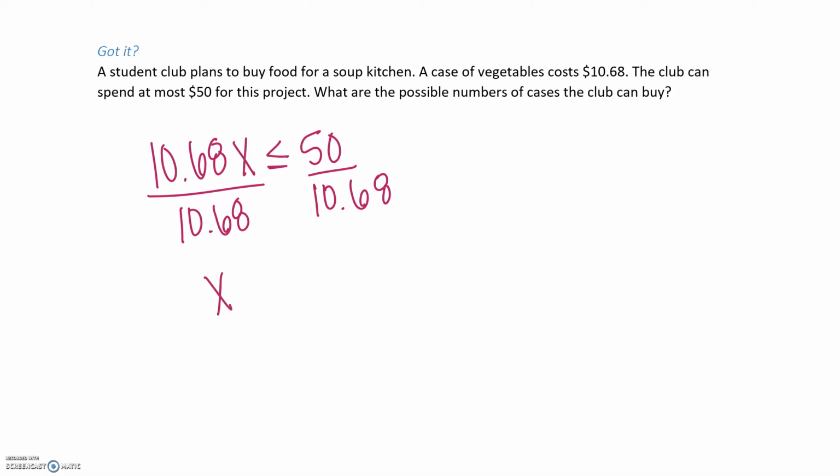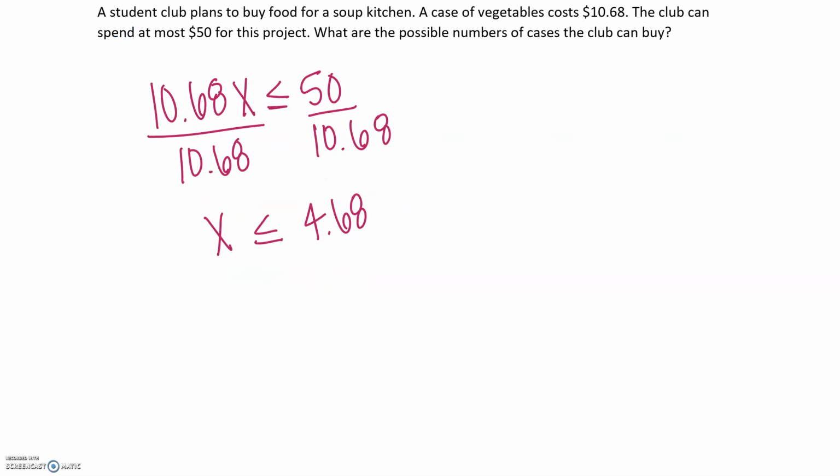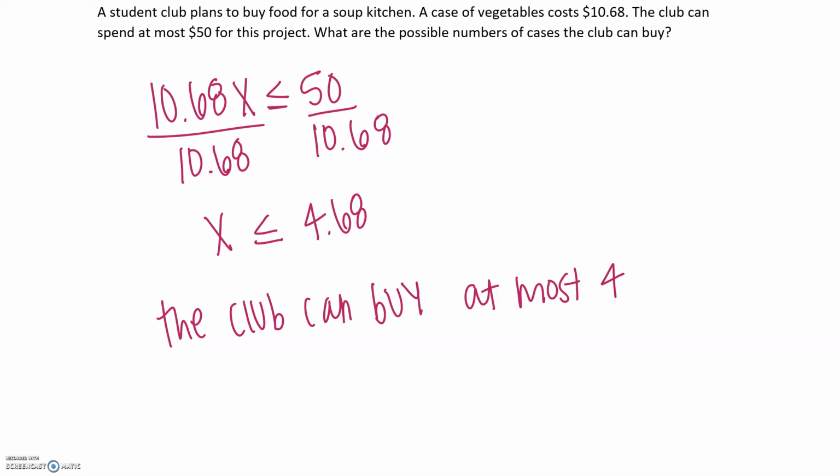Okay, and that gives us x is less than or equal to 4.68. Obviously, we can't buy 0.68 of a case. So the club can buy at most 4 cases of vegetables. Okay.